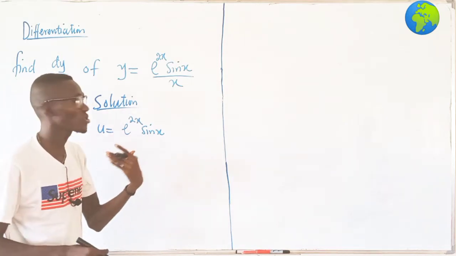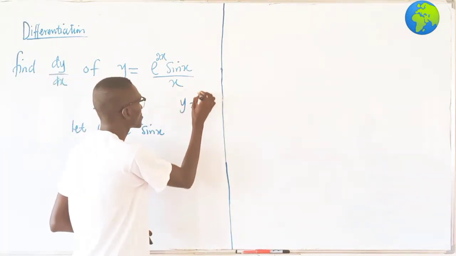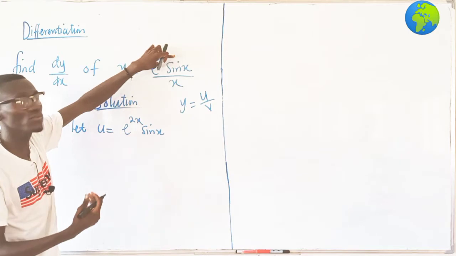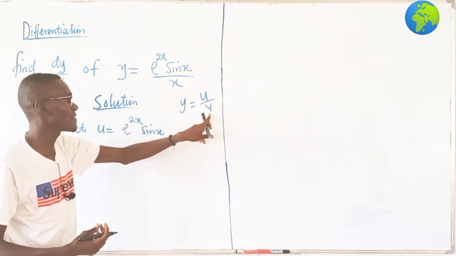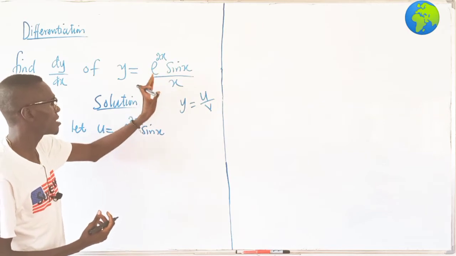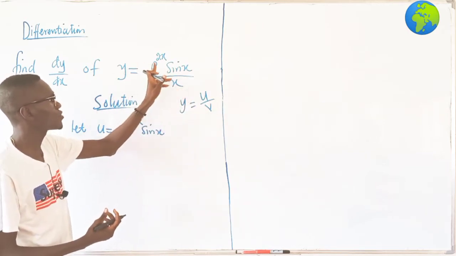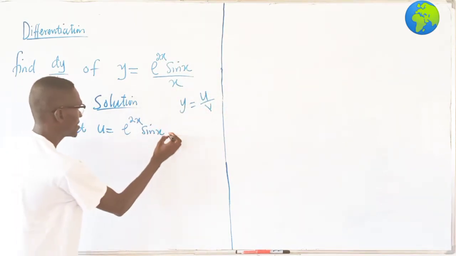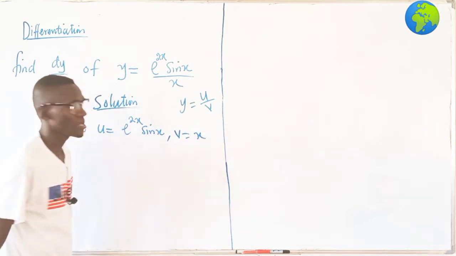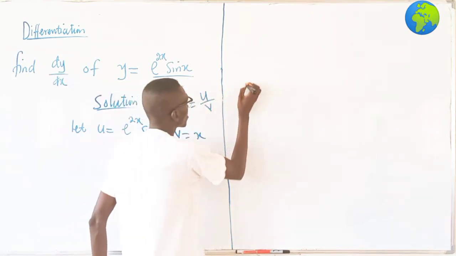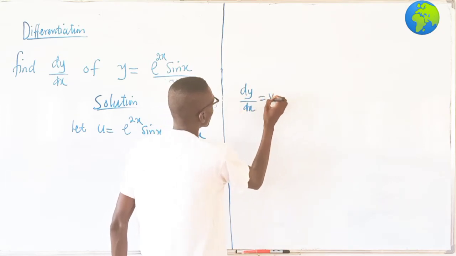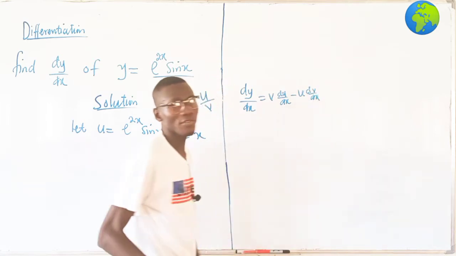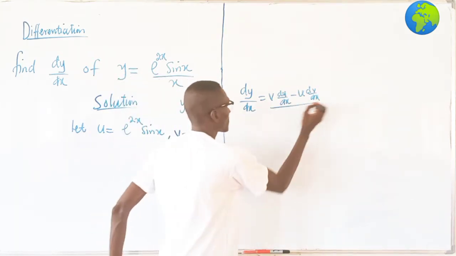That's if you want to start by talking about the quotient rule, because the quotient rule is in the form y is u over v, the whole term in the numerator to be my u, then the term in the denominator to be my v, right? Comparing with the question, we have u to be e^(2x) sin x, then v is going to be x. In the formula for the quotient rule, dy/dx equals v du/dx minus u dv/dx, all over v squared.